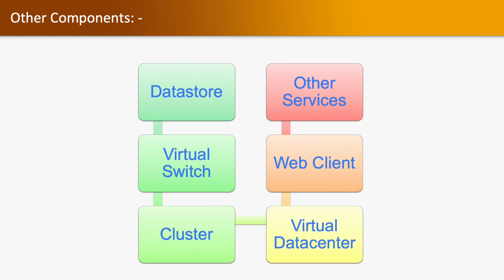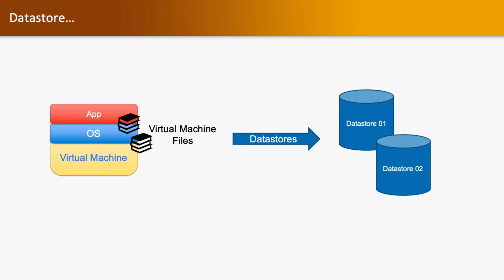Now moving to the other components. We discussed the core components. Now these components are data stores, virtual switches, clusters, virtual data center, web client and other services. If we talk about data stores, we have multiple virtual machines running in the environment. Those virtual machines have some files. So where do those files get stored? That is the data store, where the virtual machine files get stored.